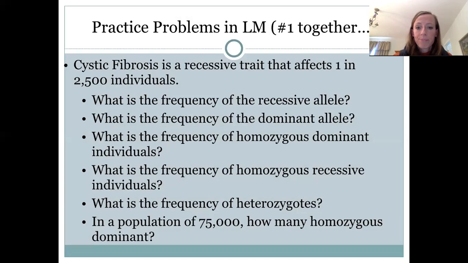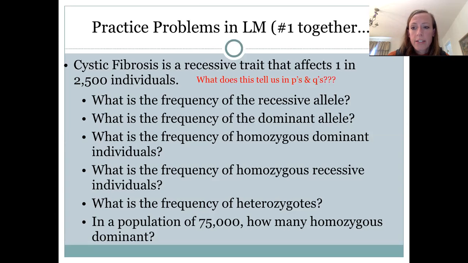Cystic fibrosis is a recessive trait that affects 1 in 2,500 people, okay? The first question is, what is the frequency of the recessive allele? Given this information, cystic fibrosis is a recessive trait, and it affects 1 in 2,500. I'm hoping that you're honing in on the fact that it's a recessive trait as a key to what this means in terms of P's and Q's, okay?